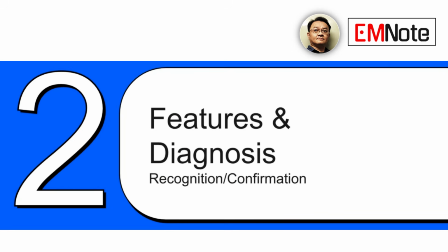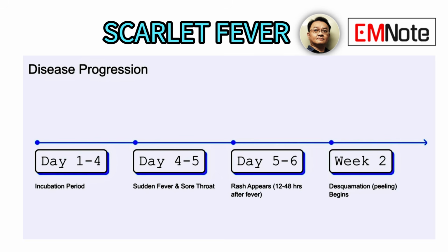All right, let's shift gears to the clinical features and how we diagnose it. The progression of the illness is pretty predictable. First, there's an incubation period of about 1 to 4 days. Then, you get a sudden onset of fever and a sore throat. The rash usually appears 12 to 48 hours after that, and by week 2, you can expect the skin to start peeling. That's the desquamation.